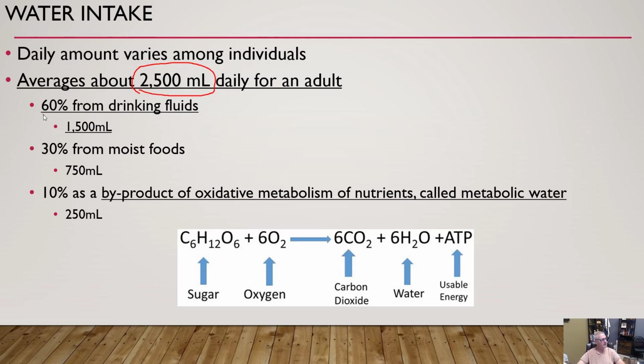Now, 60% of that is going to be from drinking fluids, and that's about 1,500 milliliters. 30% is going to be from moist foods, or about 750 milliliters. So think about if you eat an apple, or a peach or an orange, they're very juicy. So that's going to be some water intake there. We also have 10%, I told you, as a byproduct of cellular respiration or oxidative metabolism of nutrients. We call that metabolic water.